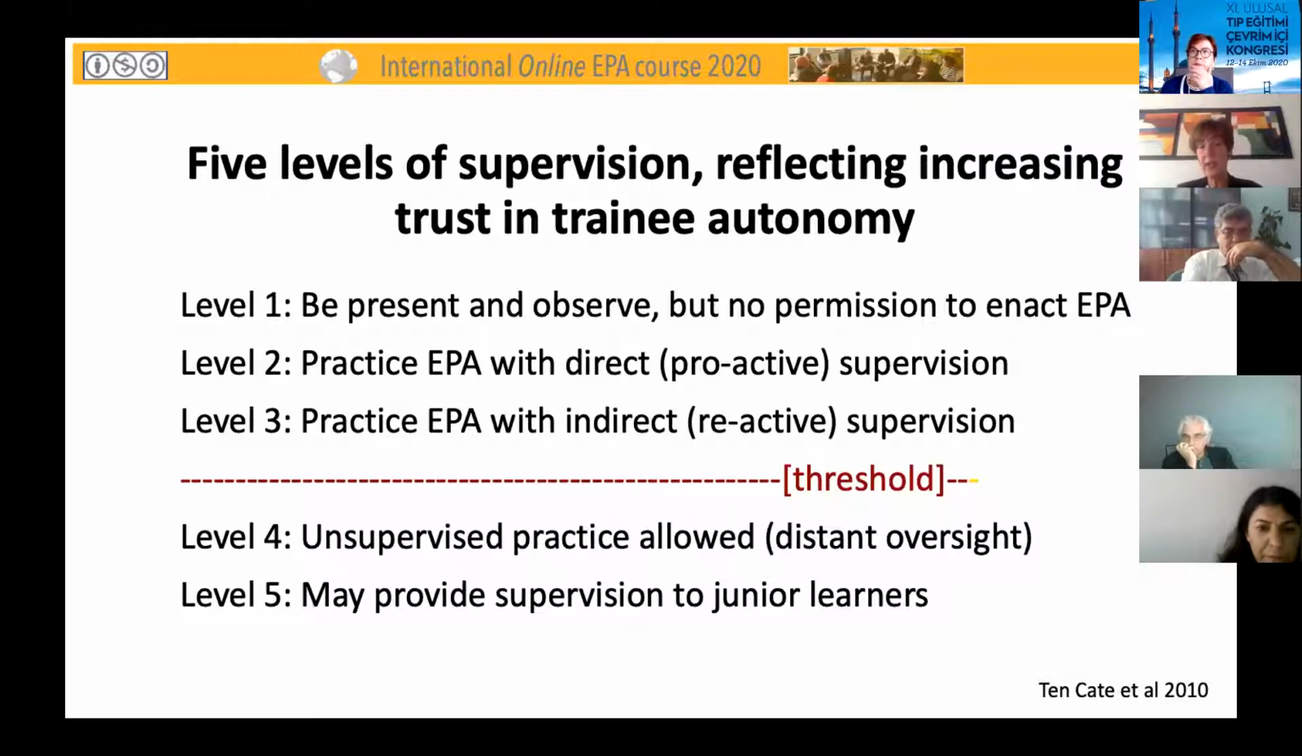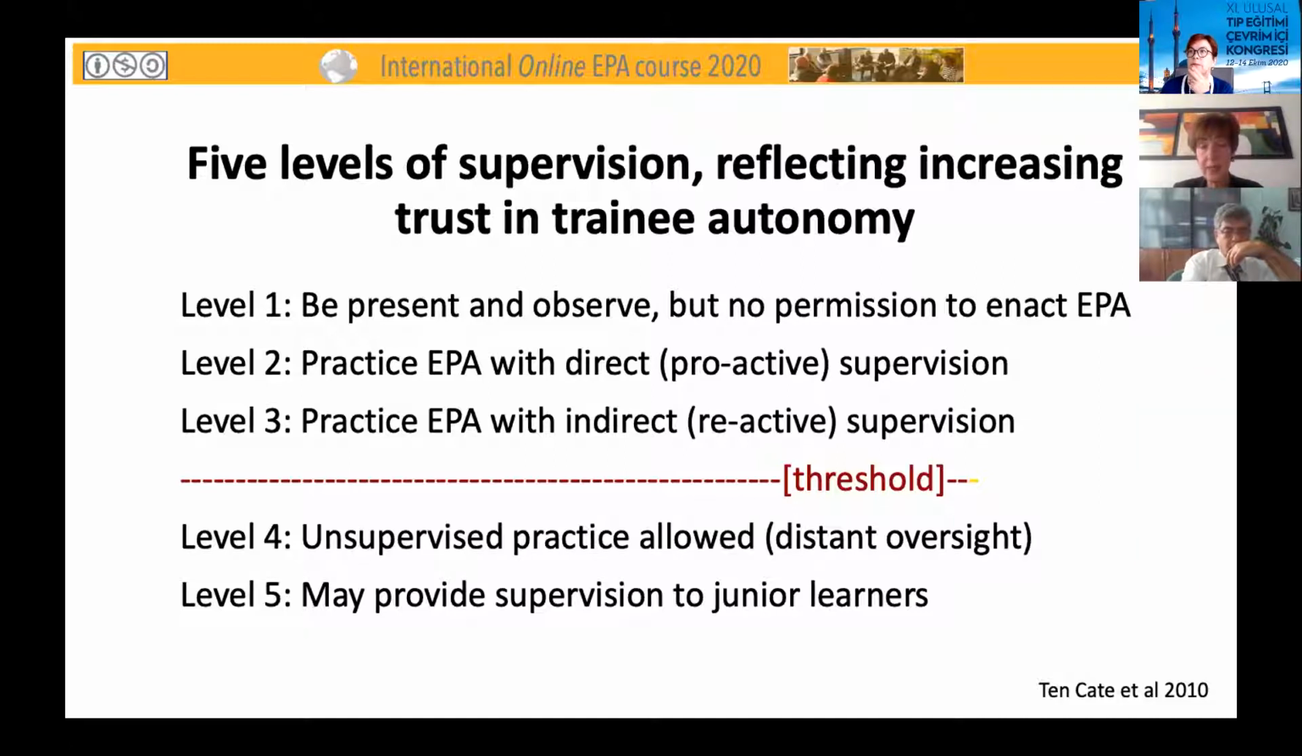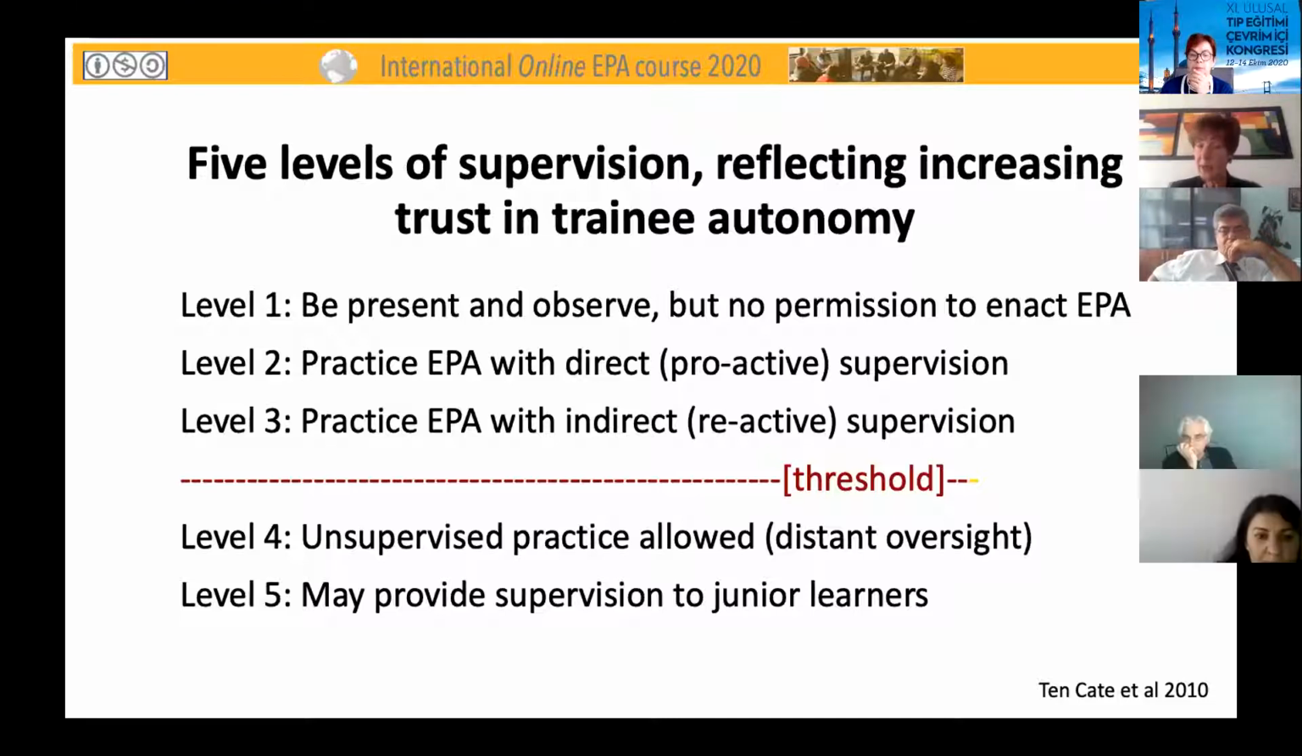The first level is be present and observe, and there's no permission to enact the EPA. The second level is practice the EPA, but with direct proactive supervision. The third level is practice the EPA with indirect reactive supervision. And then at level 4, there is distant oversight, so unsupervised practice is allowed. And level 5, finally, is where the residents, for example, can supervise junior learners.